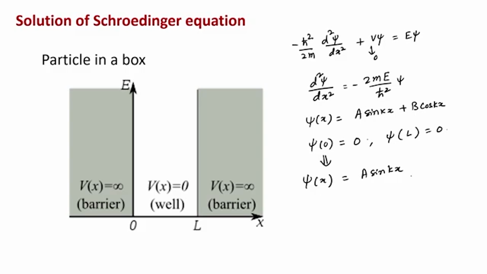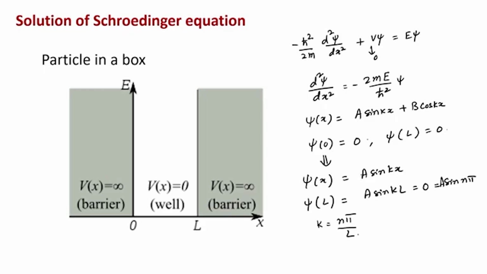Okay. So, this is the solution, and I will now use the second condition, psi of L, which I will write as A sine kL, and that is equal to 0, which means kL is equal to n pi, for any value of n equal to 1, 2, 3. Do not take 0, because 0 would mean that the particle is not there. Then of course, there is no point in talking about the solution. So, k becomes equal to n pi over L.